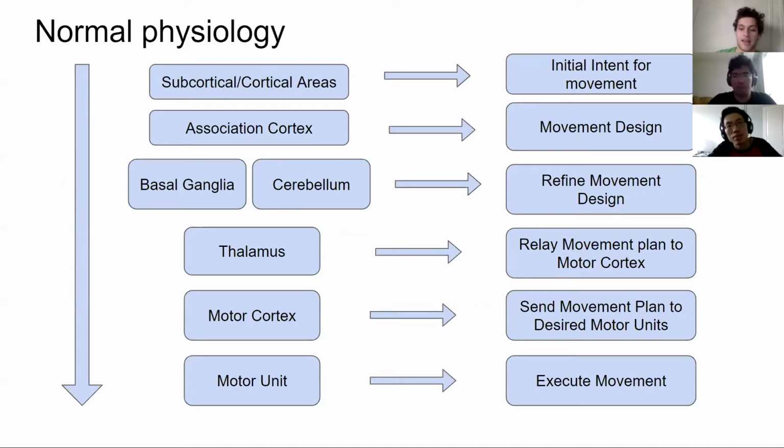The basal ganglia is responsible for processing movement and sequence planning, while the cerebellum helps with timing and coordination. Then that goes to the thalamus, which relays it to the motor cortex. And the motor cortex sends that information down to the motor units to actually execute this movement plan.